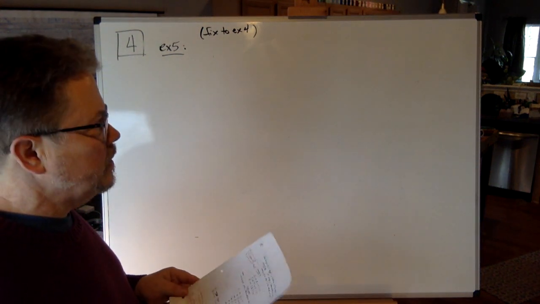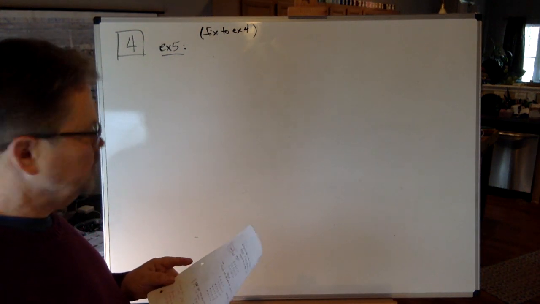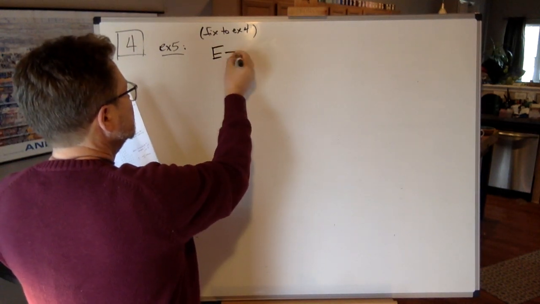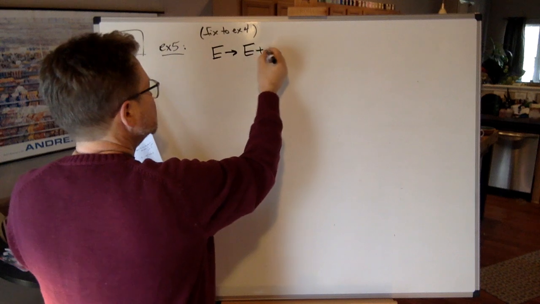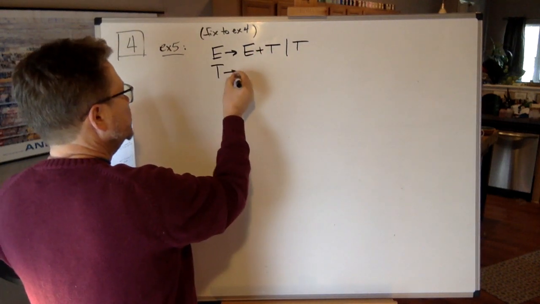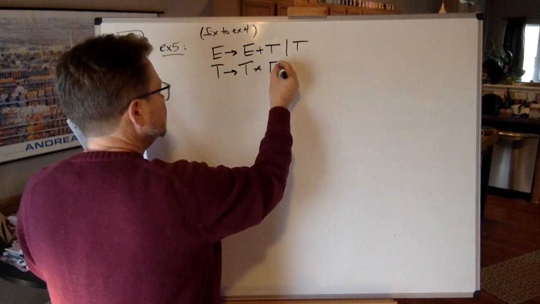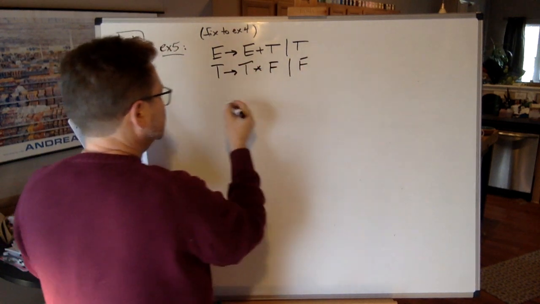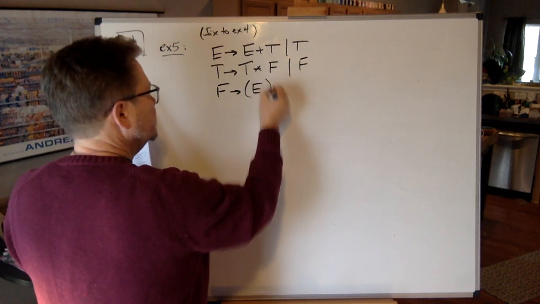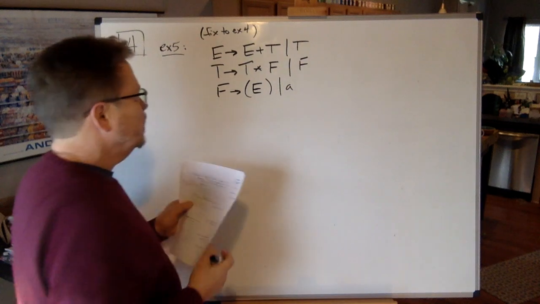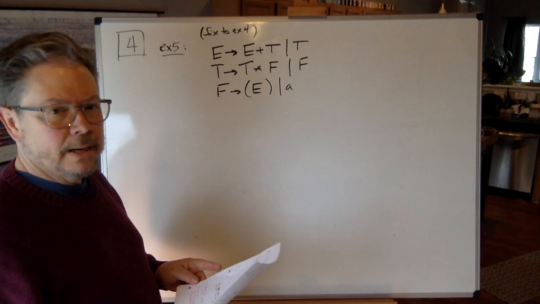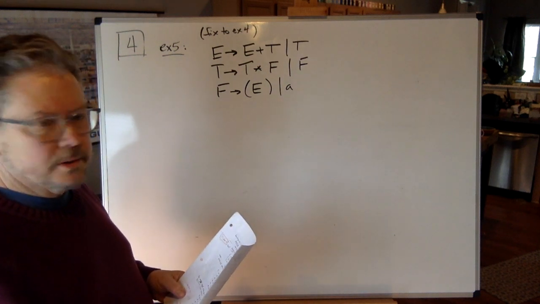Still a context-free grammar, still arithmetic expressions with pluses and timeses, but it's going to look like this. E goes to E plus T, or just T. T goes to T times F, or just F. F goes to parentheses E, or A, where the parentheses, the plus and the times, by assumption, are all of our terminal symbols.